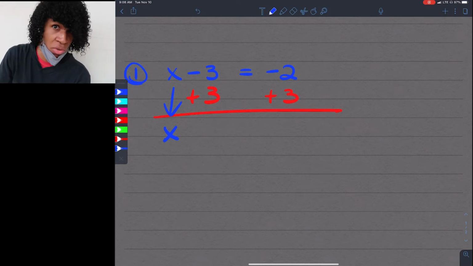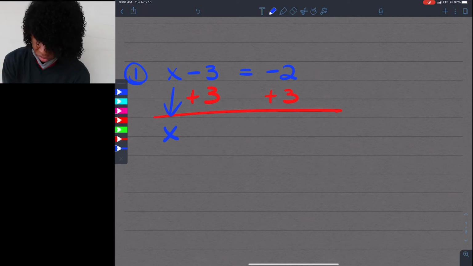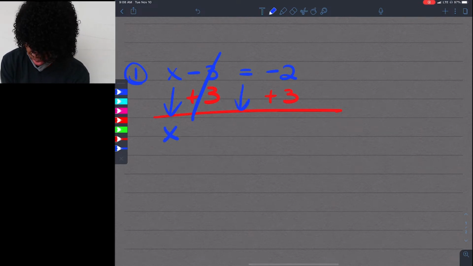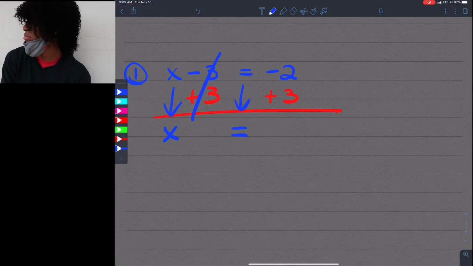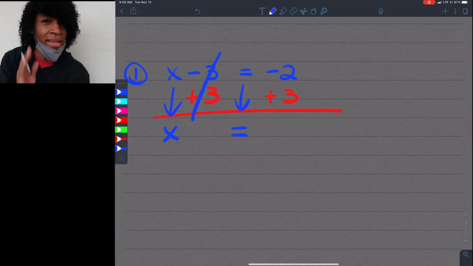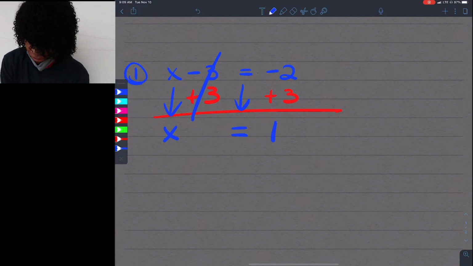So 3 minus 3 is 0. Simple. So I'll just scratch those out because it's already zeroed out. Bring down the equal sign. Negative 2 plus 3 is, take your time, and you probably already know the answer. Negative 2 plus 3 is 1.